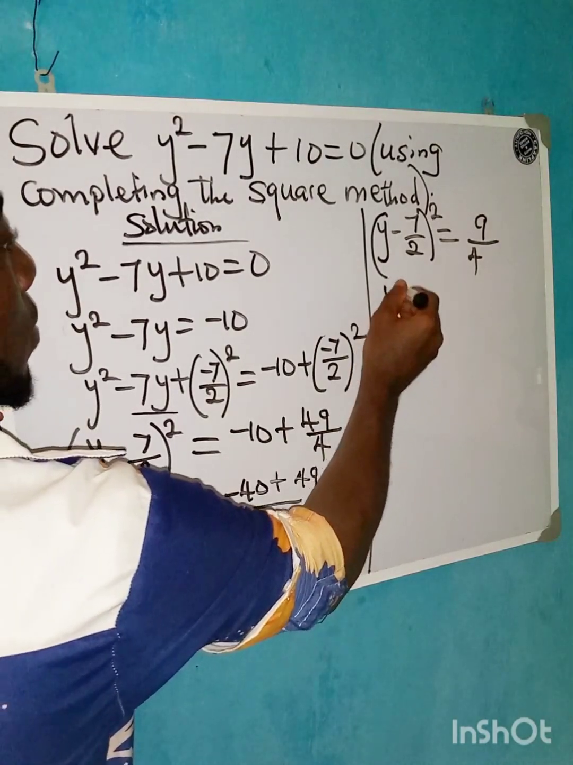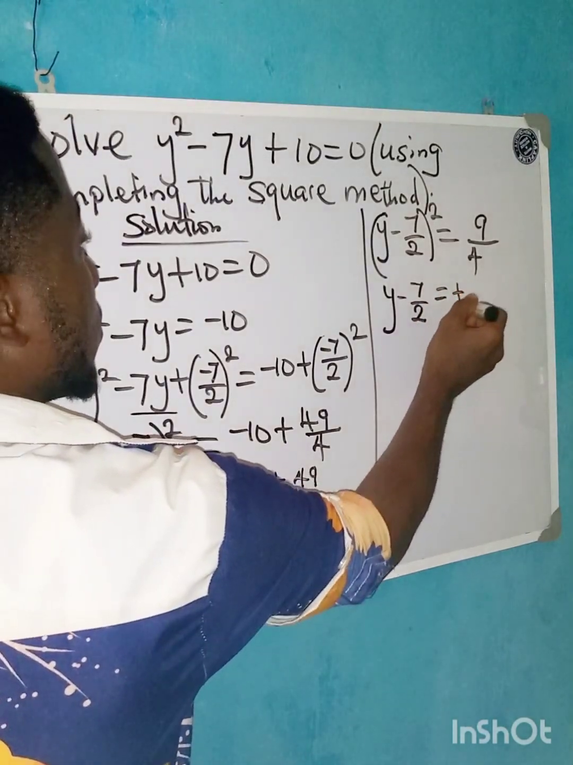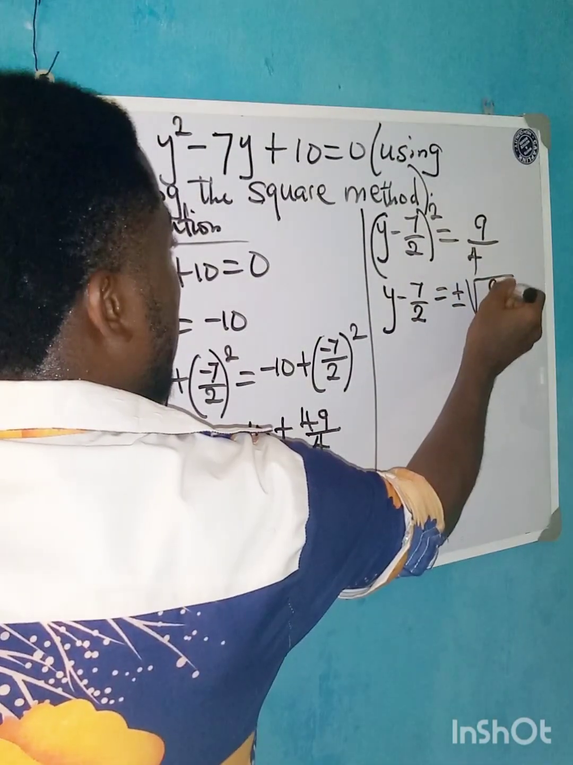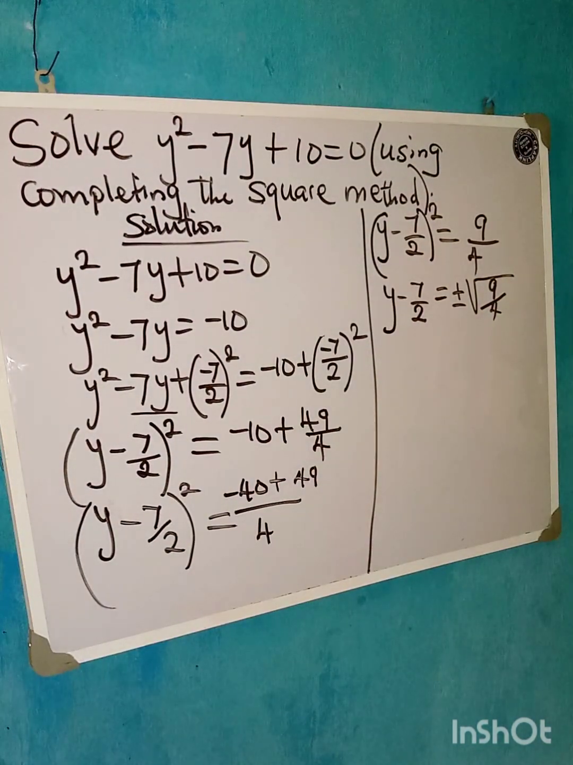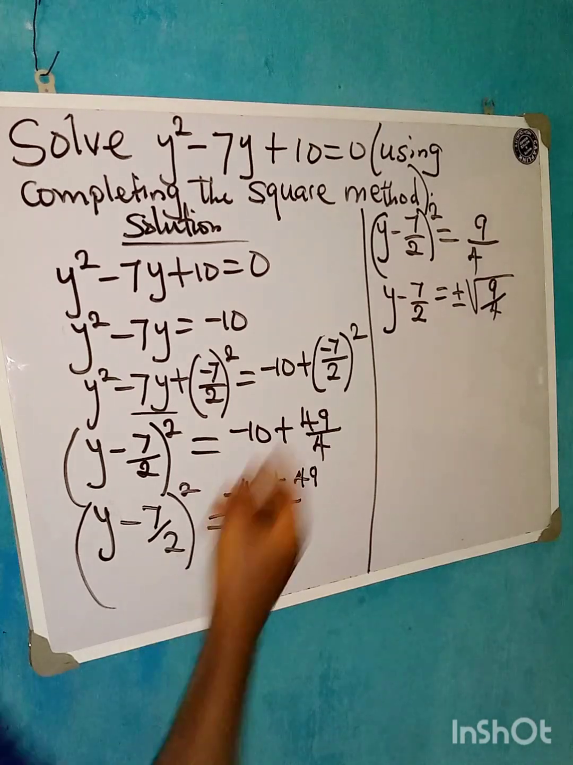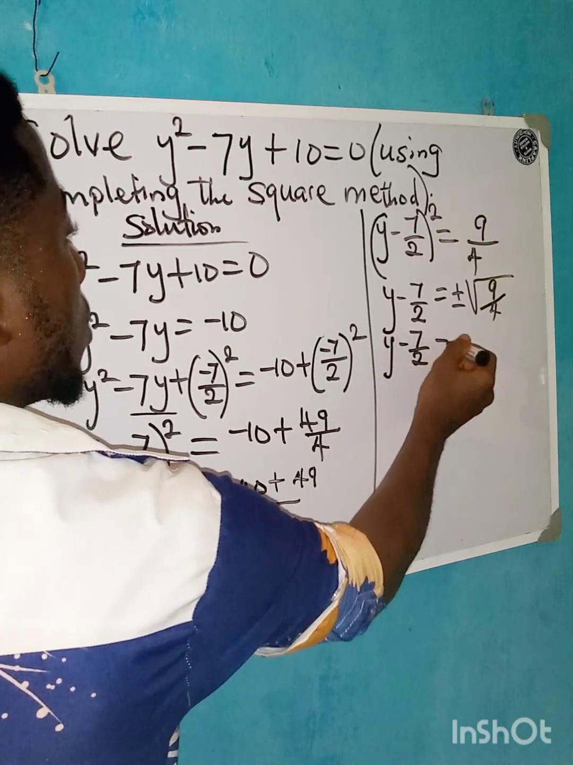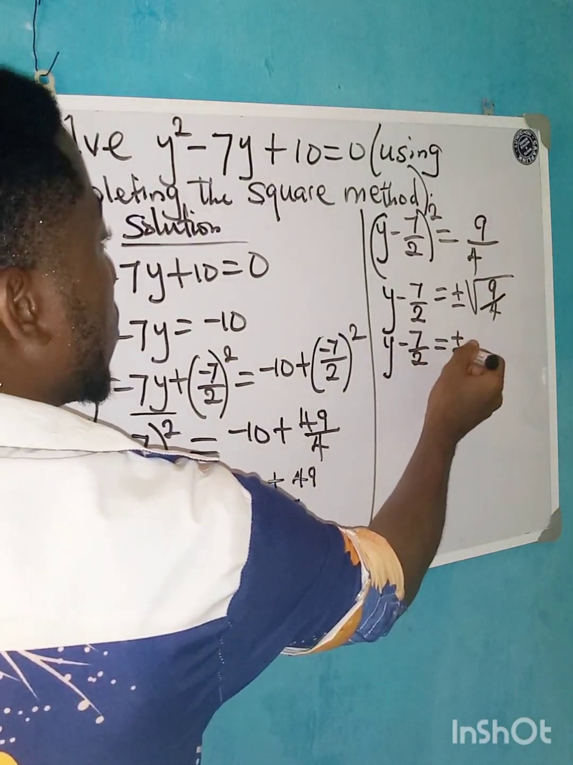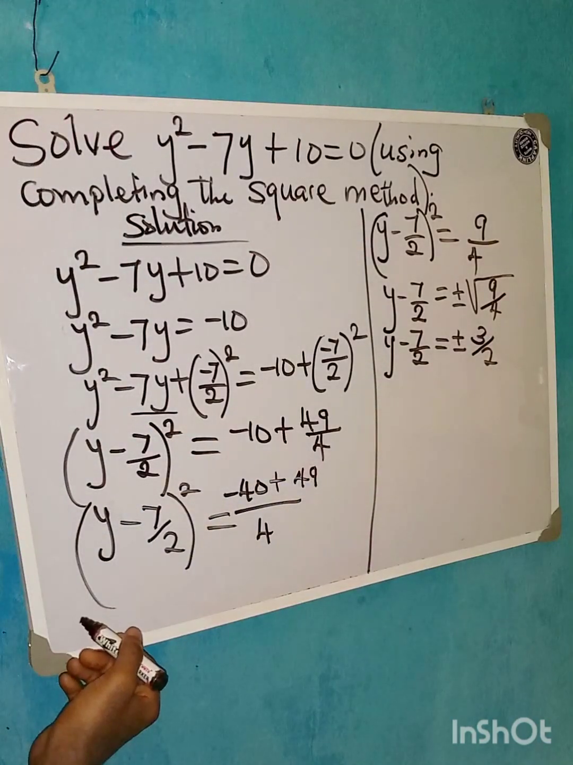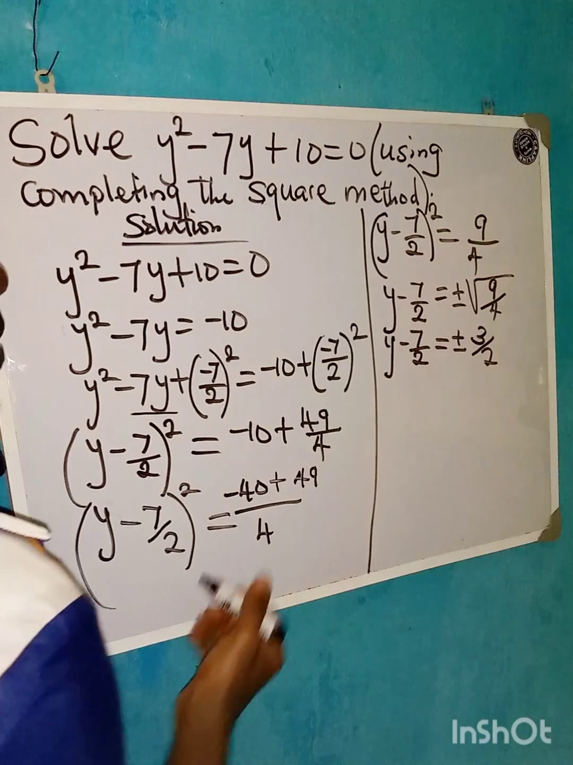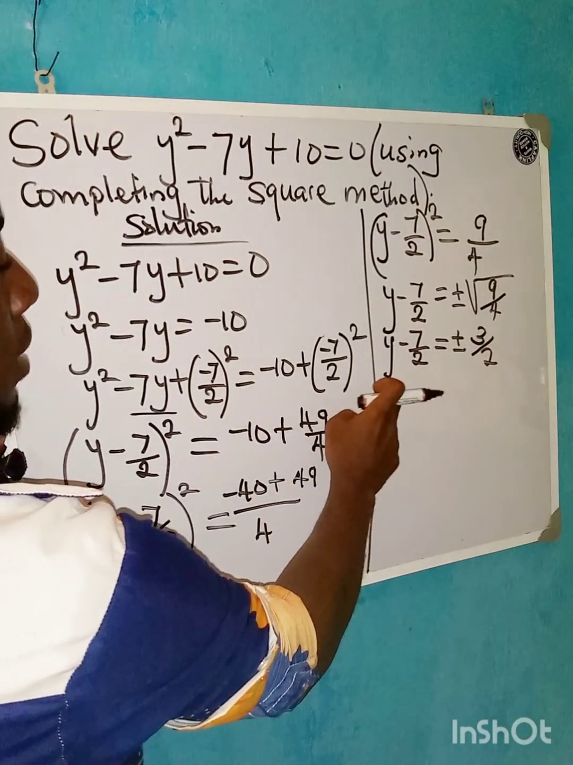And that will be that y minus 7 over 2 is equal to positive or negative square root of 9 over 4. So y minus 7 over 2 is equal to positive or negative 3 over 2 because of the square root of 9 and 4. So from here now, we can simply make y the subject.